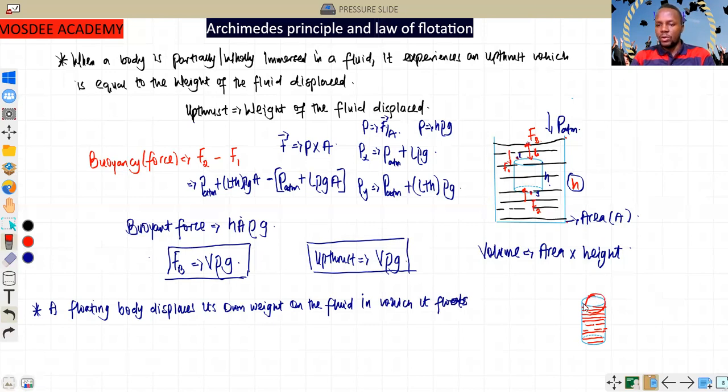Let's say the object we are talking about is submerged partially. What I mean by that, this is the O level. Not all the parts of the object are submerged. Not every part is submerged. And in this case, that is where the law of flotation comes in.